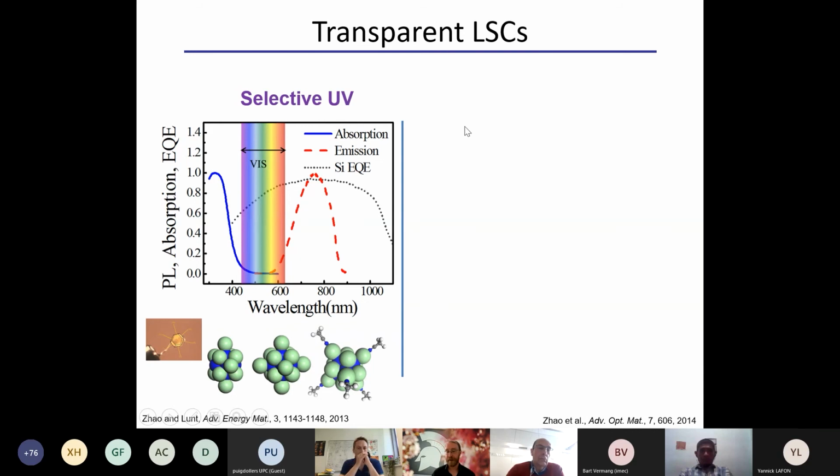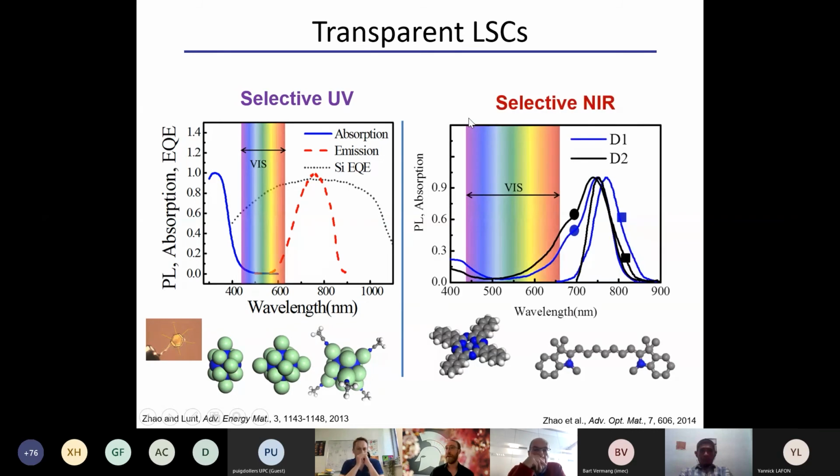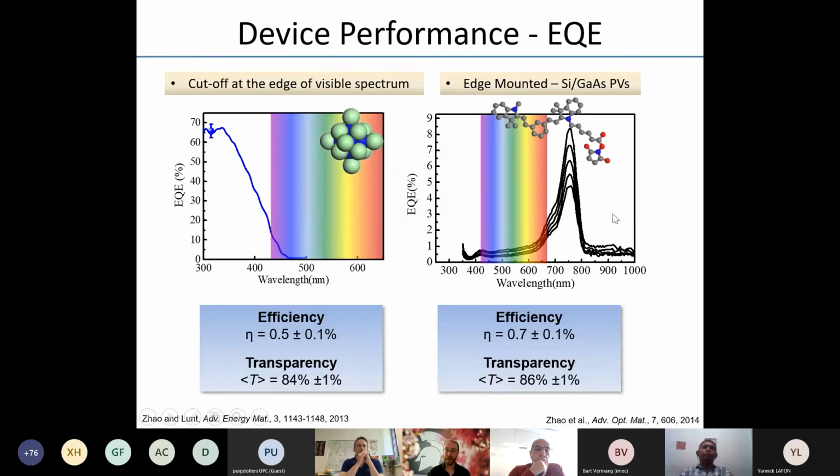The first demonstrations of these devices, we did both selective UV harvesting as well as near-infrared selective harvesting. And on the UV side, we developed these metal halide nanoclusters that absorb UV, downshift massively into the near-infrared, and have quantum yields between 80 and 100%. So pretty amazing materials. And then on the near-infrared side, we use a variety of the similar type of materials we use for the transparent PVs, cyanines and phthalocyanines, selectively absorbing the near-infrared and down convert. And these initial demonstrations all had efficiencies around 0.5% to 1%.